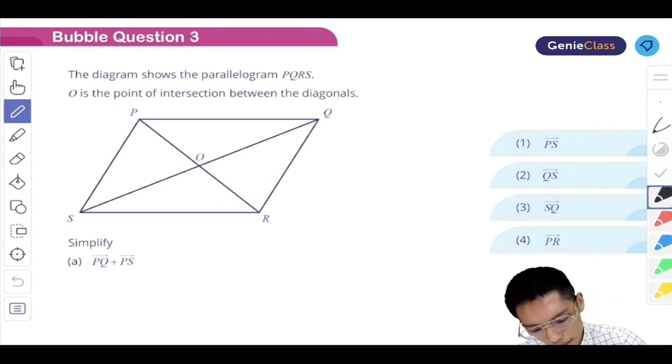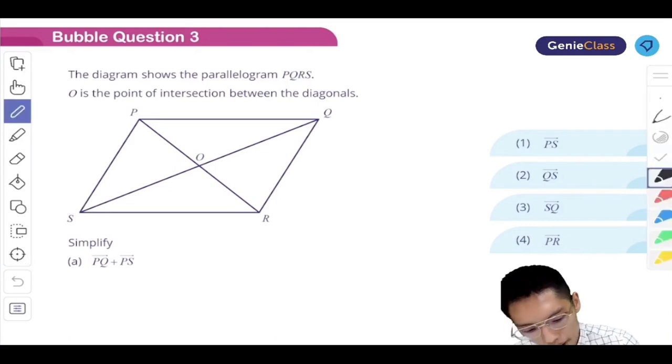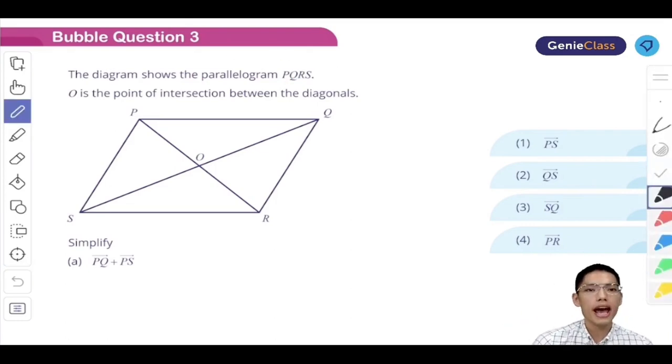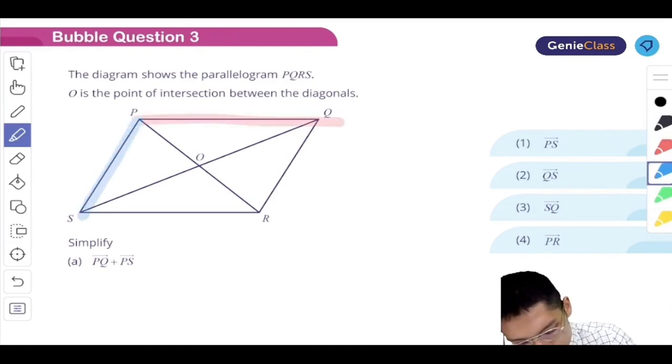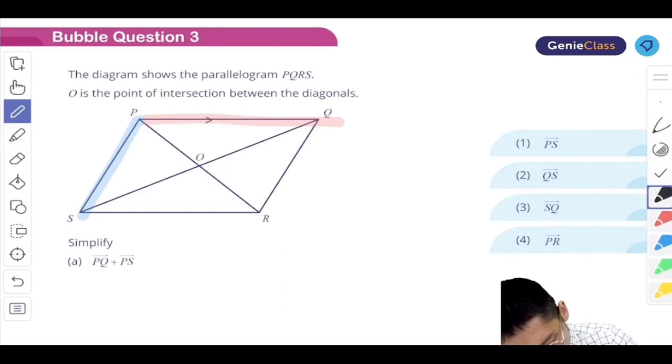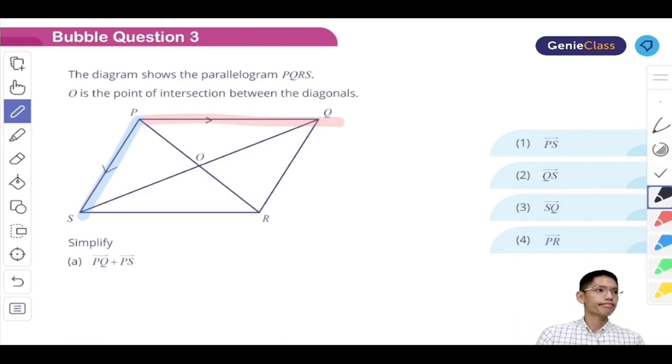Okay, this is a parallelogram. Hint, parallelogram. What do we have to do? Okay, PQ, PS. What do we have to do? Okay, last 2. It seems like this one everybody is a little confused, so take note.